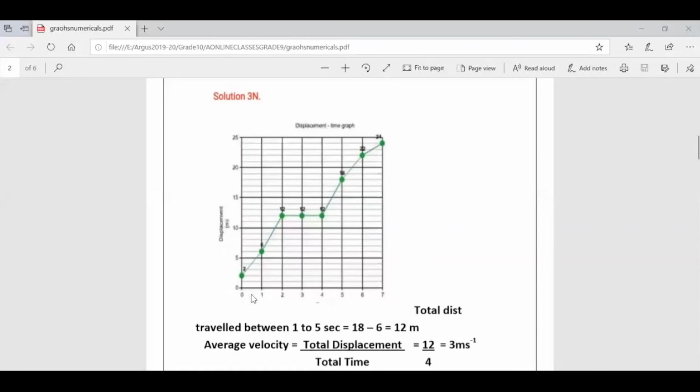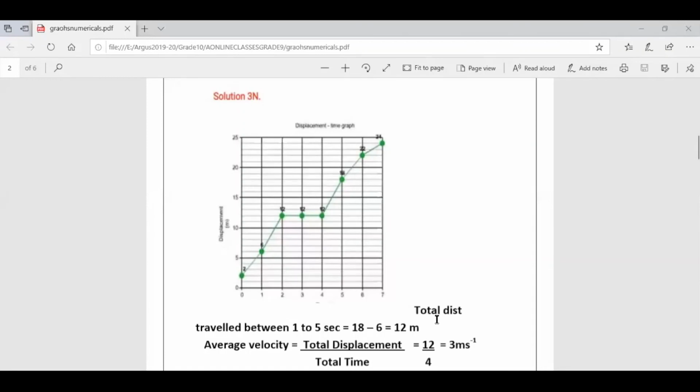Now see here, 1 to 5 seconds. At 5 seconds, it is at 18. If you see here, this is at 18, and at 1 second, it is at 6. So the distance traveled will be 18 minus 6. So you will get 12 meters. What will be the distance traveled? You will get 12 meters, right? So the distance traveled will be 18 minus 6, 12 meters.